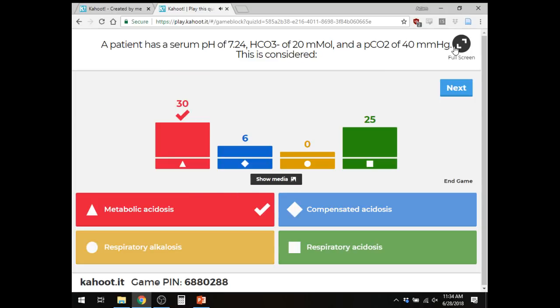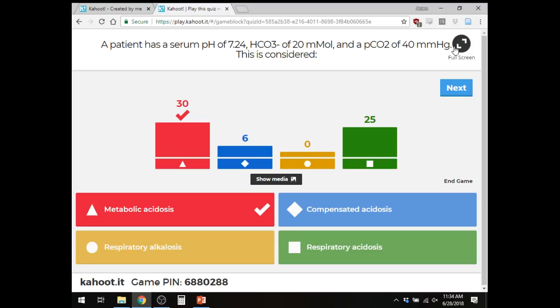All right, so first question: looking at the pH, is this compensated? No, because normal is 7.35 to 7.45. Again, that will be on the test. If I put any values like that, I will give you a range. So 7.24 would be considered acidotic. Then you have to figure out, is this a metabolic issue or a respiratory issue? Looking at the PCO2, we said somewhere between 35 and 45, so that's normal, right? So can I consider this a respiratory acidosis?